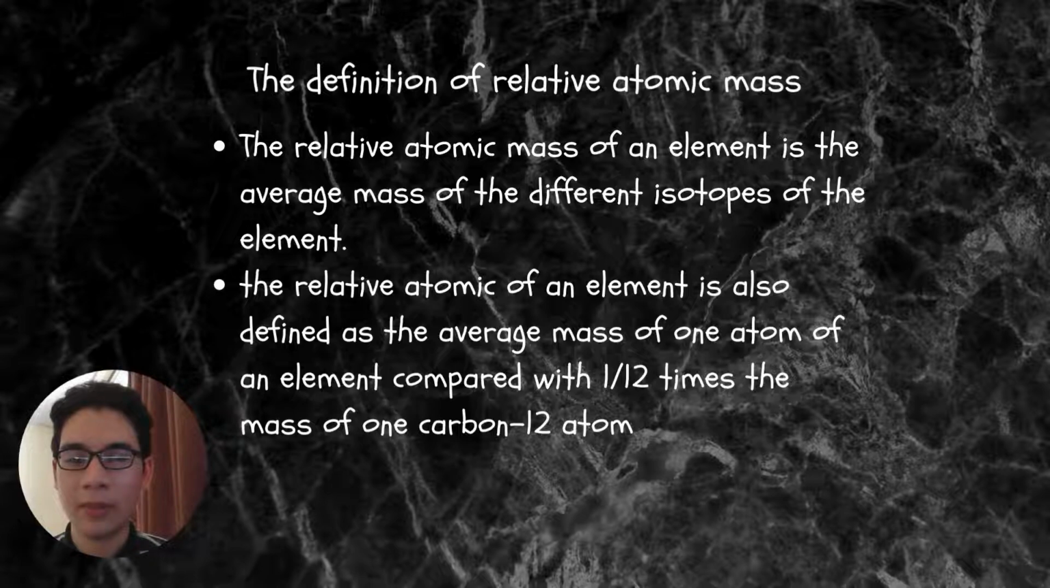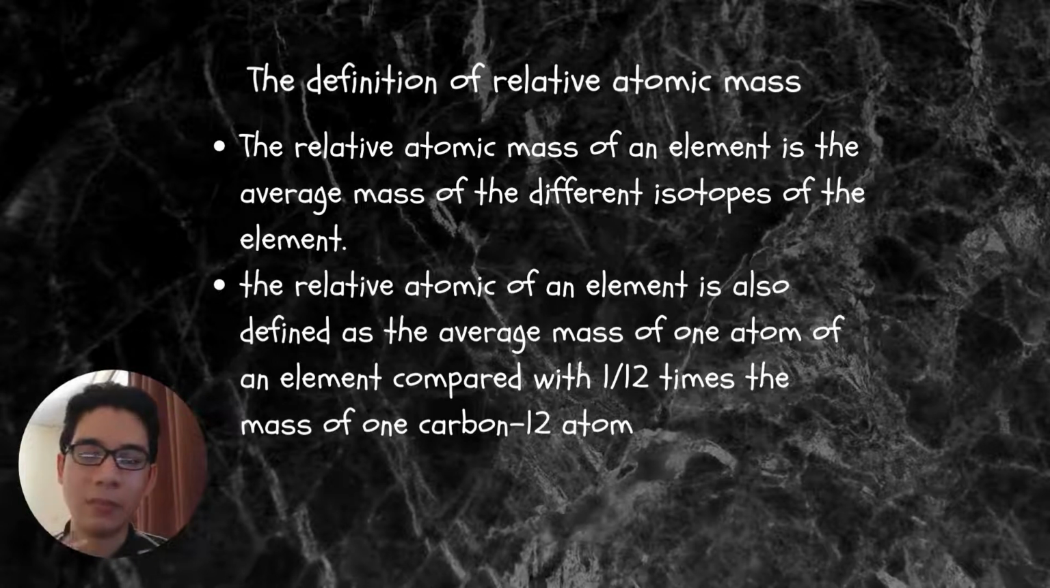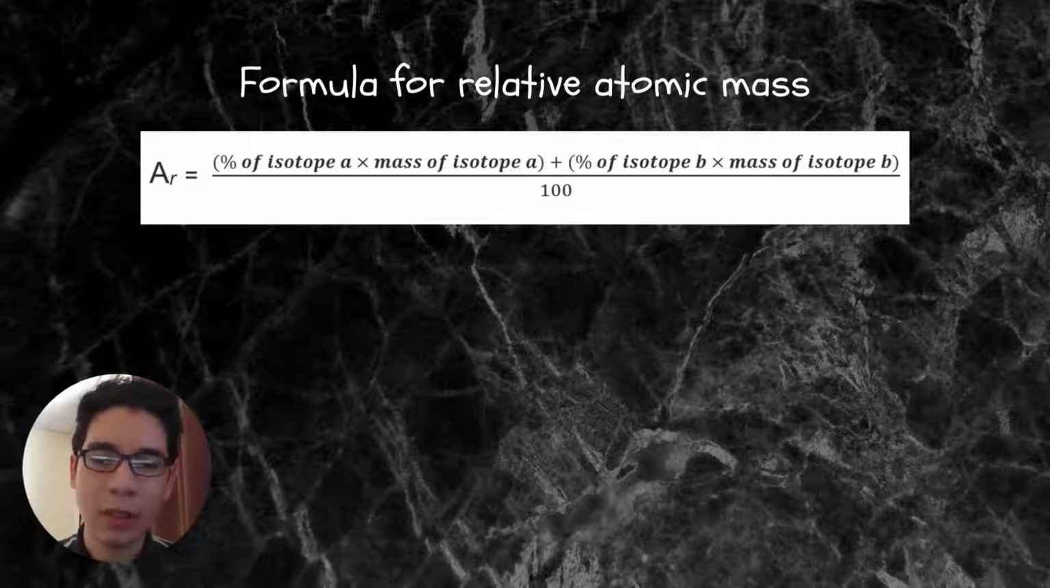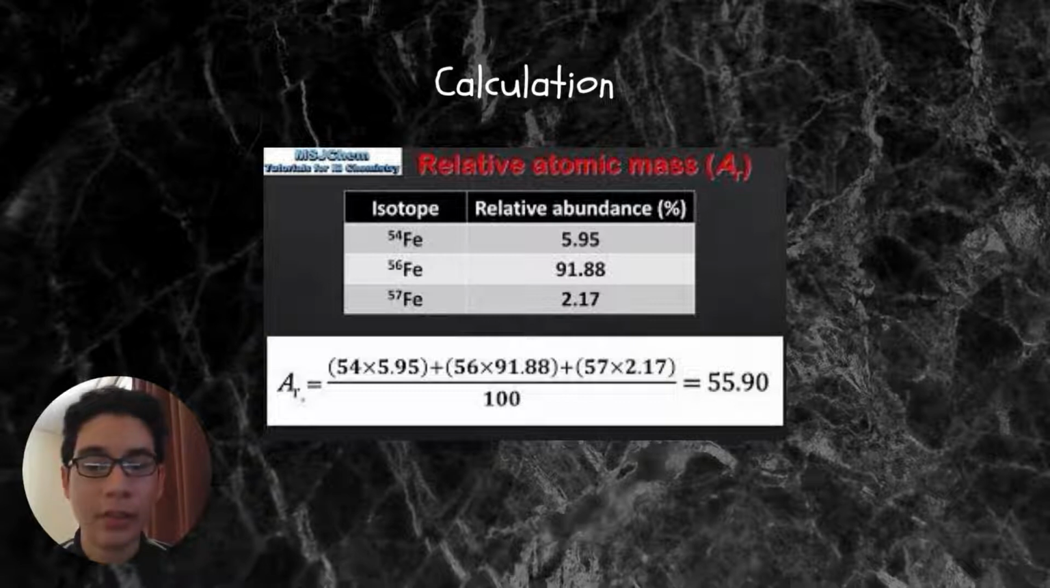The relative atomic mass of an element is also defined as the average mass of one atom of the element compared to 1/12 times the mass of one carbon 12 atom. So this is the formula. I think I showed you in the previous slides, but just in case I put it again, the formula for relative atomic mass. You can pause this video to understand it. Here is the calculation that I got from the internet. You can pause this video to understand how to find the atomic mass by using the third method, which is the relative atomic mass.